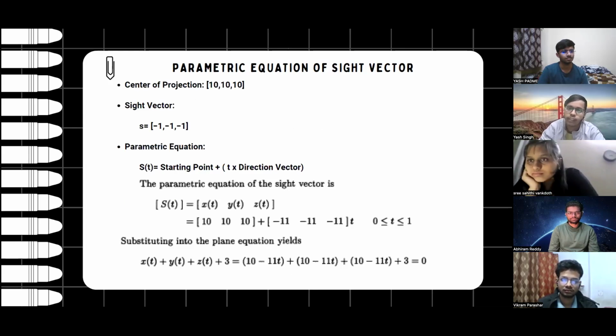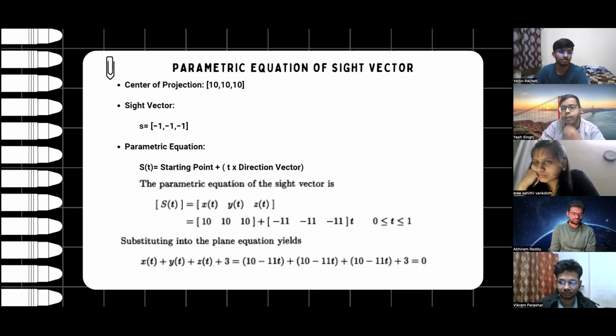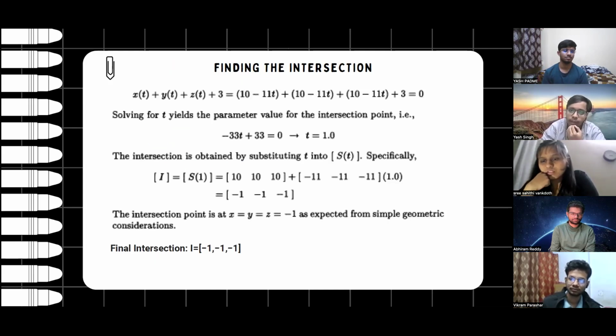Now the parametric equation of the side vector. We have to find a parametric equation to get the intersection point. Our side vector is -1, -1, -1. The parametric equation is starting point plus t times direction vector. Our starting point is the center of projection, which is 10, 10, 10, plus the direction vector, -11, -11, -11. After getting the parametric equation, we get 10 minus 11t plus 10 minus 11t plus 10 minus 11t plus 3 is equal to 0.